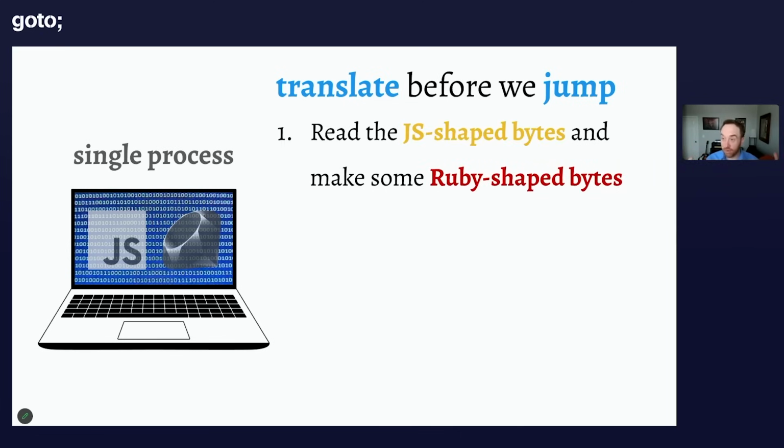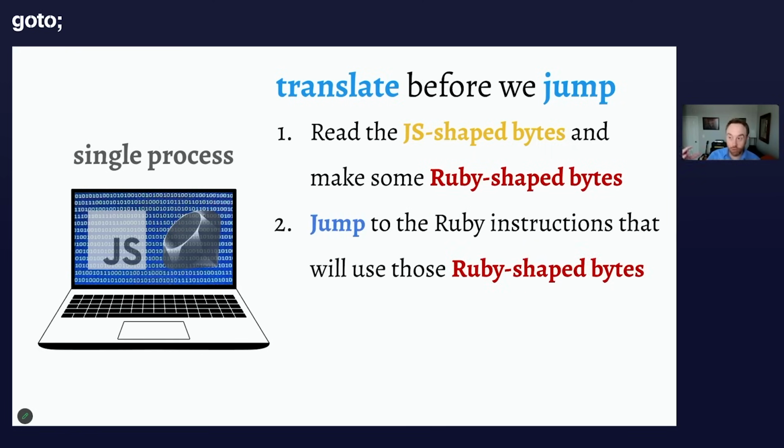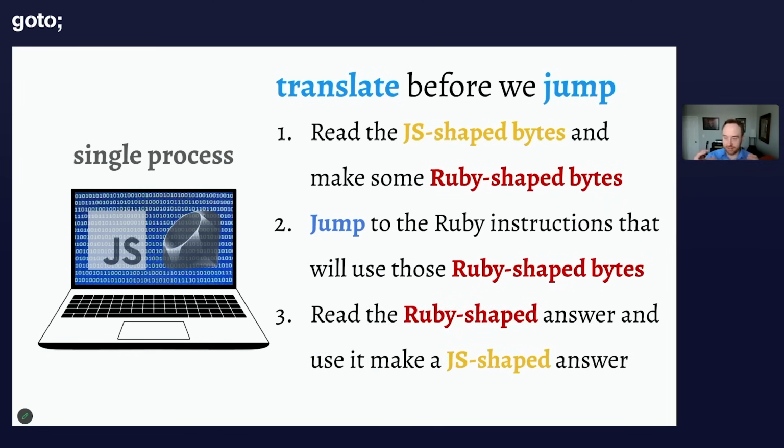whether that's a number, as was the case in our array length example, or it could be the arrays themselves. Those are also represented differently in JavaScript and Ruby. Whatever they are, we're just going to say, okay, we've got our JavaScript stuff. We're going to create the Ruby equivalents of those before we jump. Then we're going to jump to the Ruby instructions so that Ruby can actually use those Ruby-shaped bytes, which is what it knows how to do without exploding. And then finally, once Ruby's done, we're going to take the Ruby-shaped answer that we've got and then use it to make a JavaScript-shaped answer, at which point JavaScript can run.